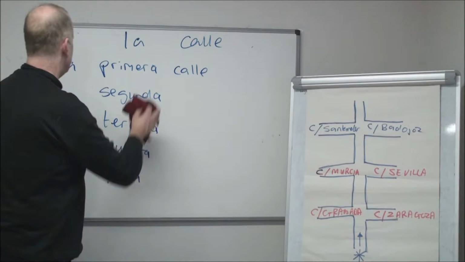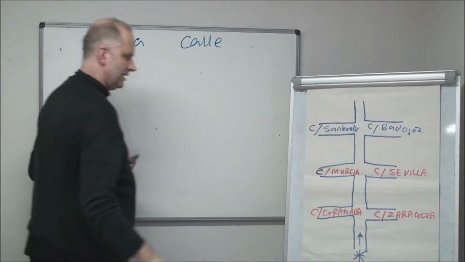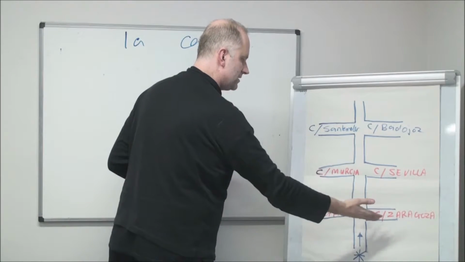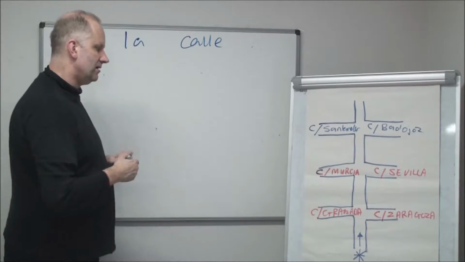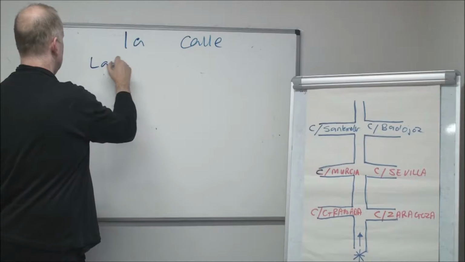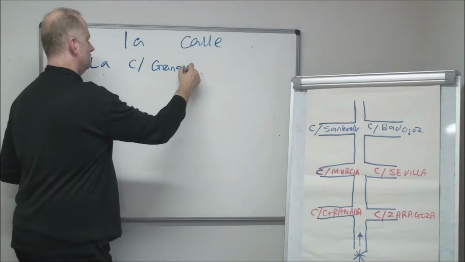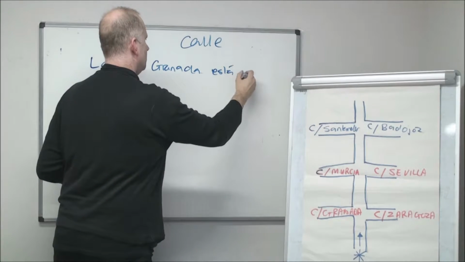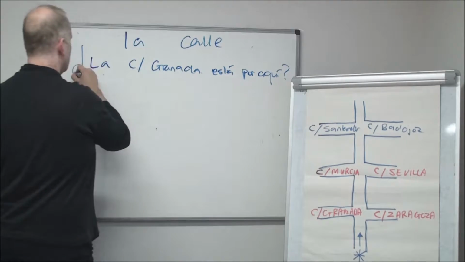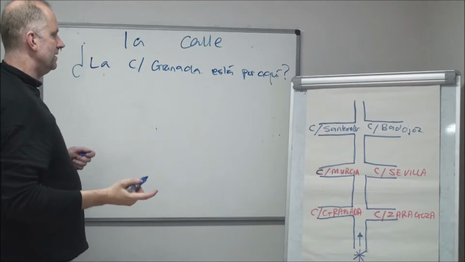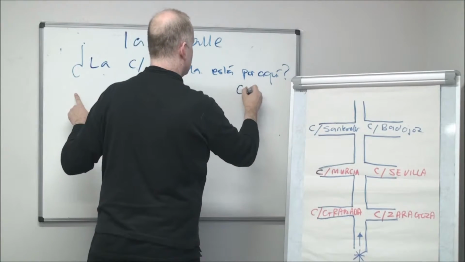Okay, so what we can do is, if we look at this, somebody says, where is La Calle Granada? La Calle Granada está por aquí. So, Calle Granada is round here, or you could say La Calle Granada está cerca, is near.